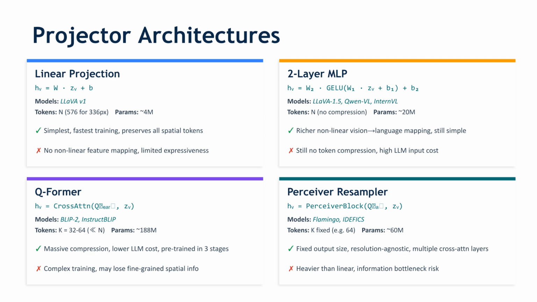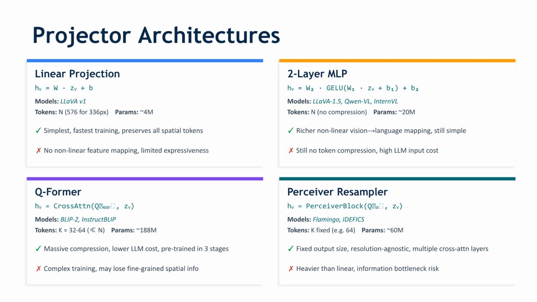Let us compare the four main projector architectures in detail. First, the linear projection used in the original LLaVA. It is the simplest approach, a single linear transformation that maps visual features to the LLM space. It keeps all 576 tokens for a 336 pixel input and has only about 4 million parameters. The advantage is speed and simplicity, but it lacks non-linear feature mapping.